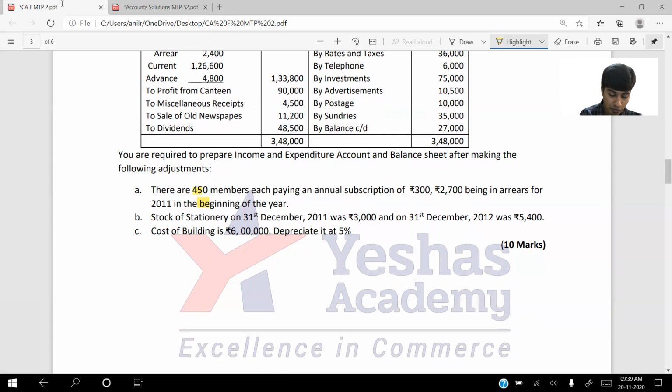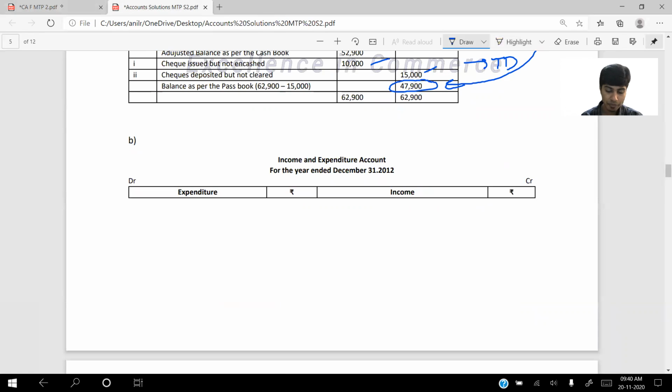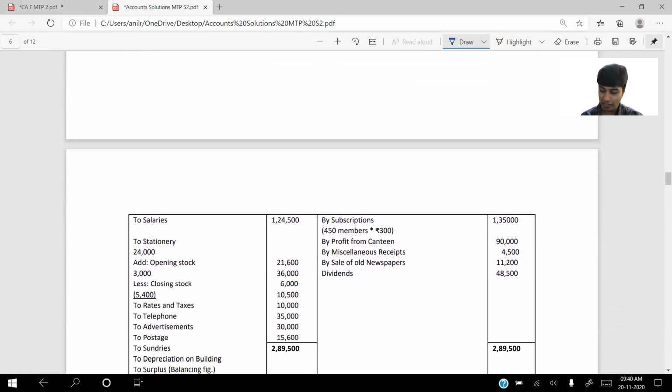450 into 300. 450 into 300 is how much? So much is supposed to be received. 1,35,000 should appear in your I&D subscription income. Have a look. Subscription income should be 1,35,000. I told you.